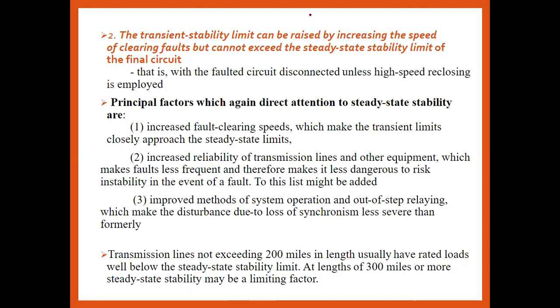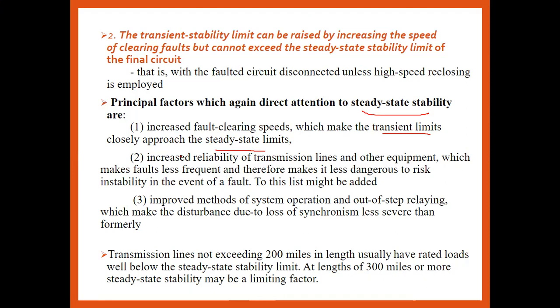Meaning what? What are we doing here? We are making the transient limit equal to the steady state limit, so that increasing the fault clearing speed directly increases the steady state stability. Meaning what? Maximum power can be transferred again over the concerned transmission line.